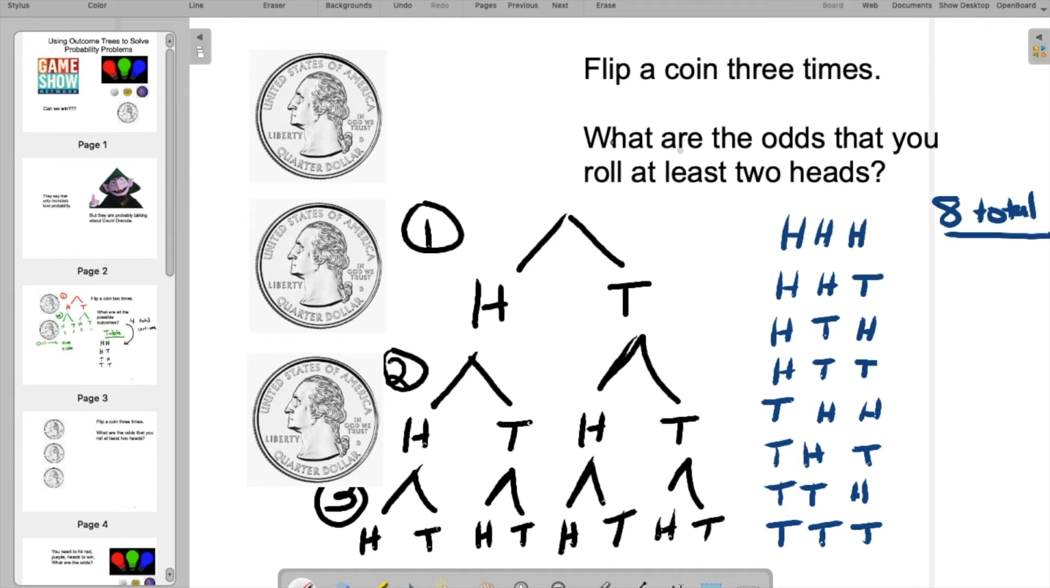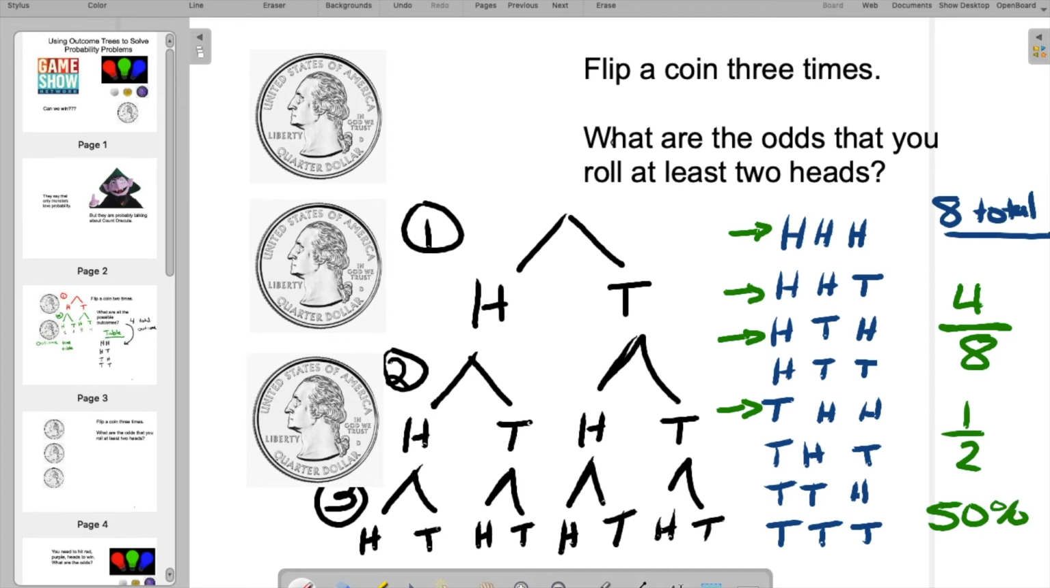So the question says, what are the odds that you roll at least 2 heads? Well, we know that the odds have to be out of 8 total, that there are 8 total. So how many of them have at least 2 heads? That means this one has 3 heads, 2 heads, 2 heads, 2 heads, and that's it. So that would be 4 of the 8, or 1/2, or 50% of them.